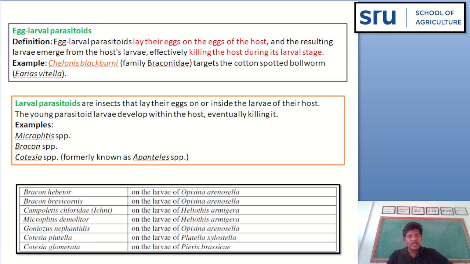Larval parasitoids attack larvae, feed on that larvae, grow on that larvae, and emerge from the same larvae. These are the insects that lay their eggs on or inside the larvae of the host. The young parasitoid larvae develop within the host, eventually killing it. Examples of larval parasitoids are Bracon hebetor, Bracon brevicornis, Cosmopolitus chloridae, Microplitis demolitor, Goniozus nephantidis, Cotesia plutellae, Cotesia glomerata.